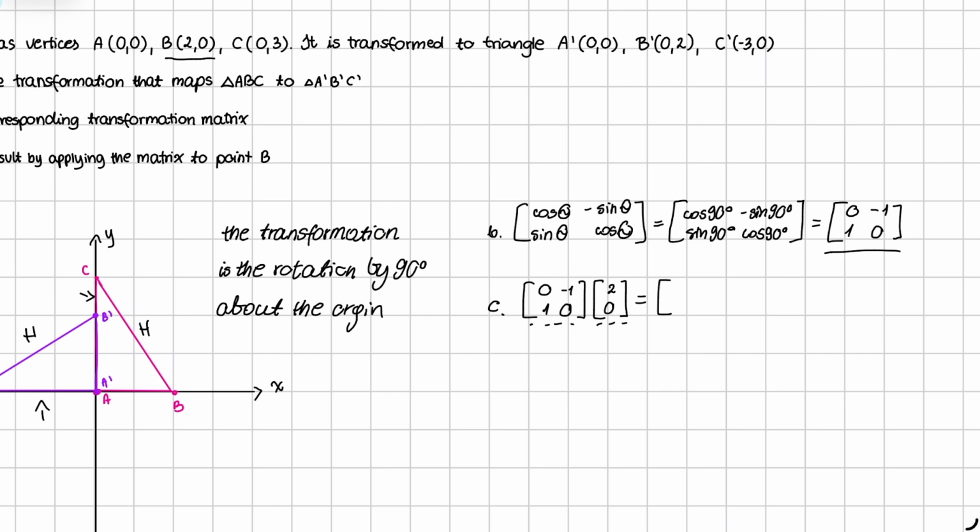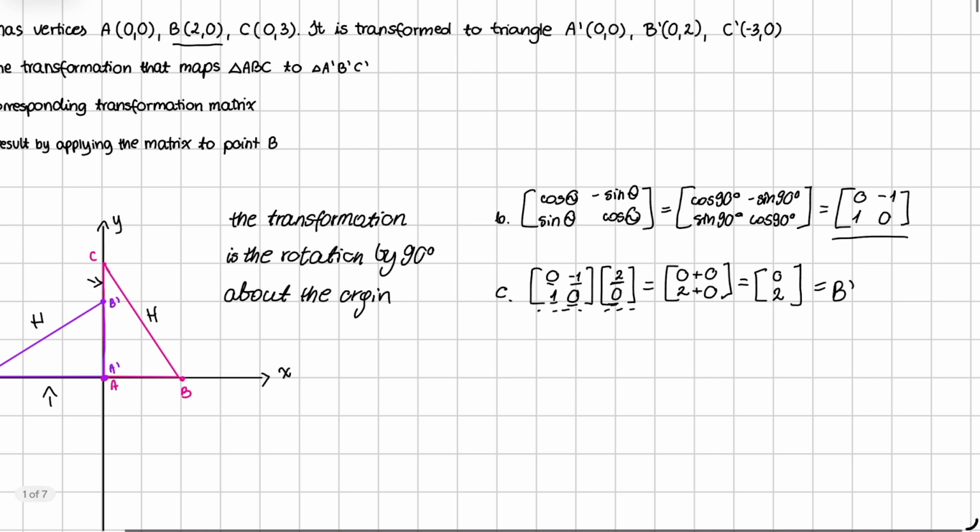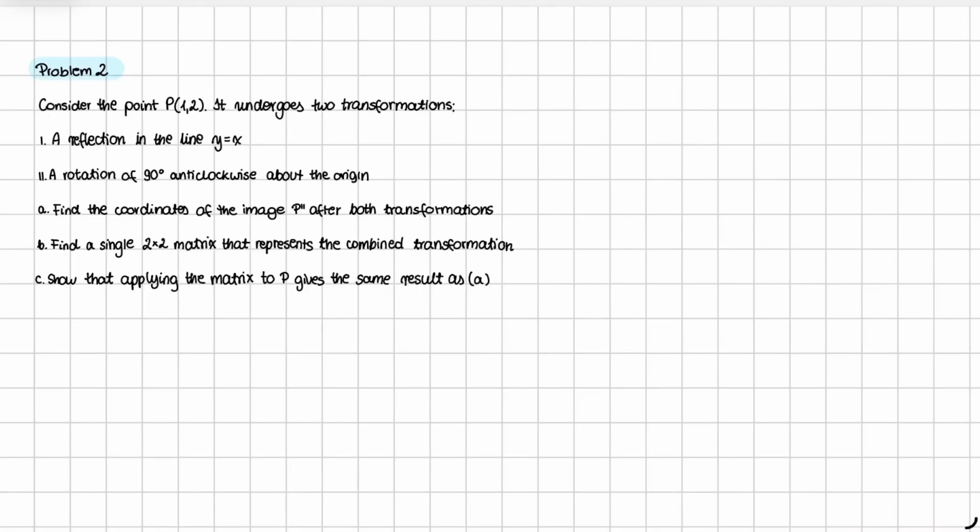And from this, we have 0 times 2, so 0, plus -1 times 0, so 0, and here we have 1 times 2, so 2, plus 0 times 0, so 0. This is (0, 2), and this is the same as our image of point B.